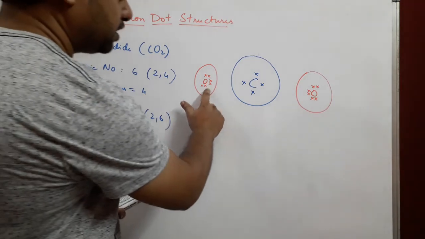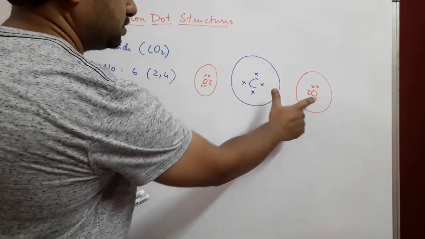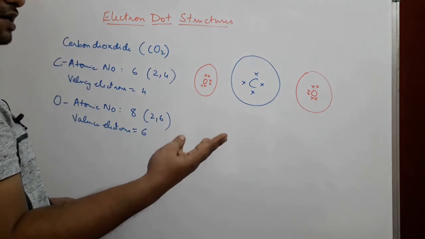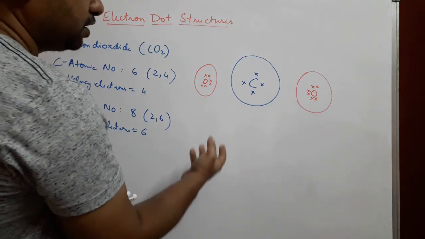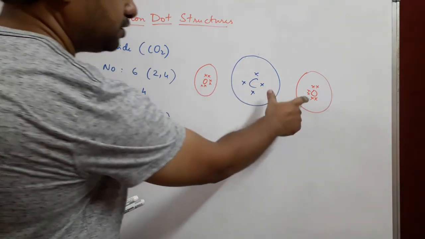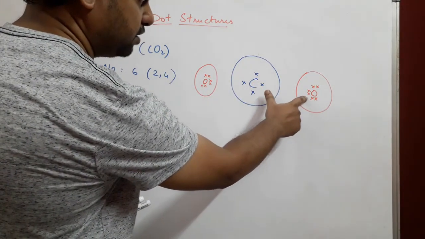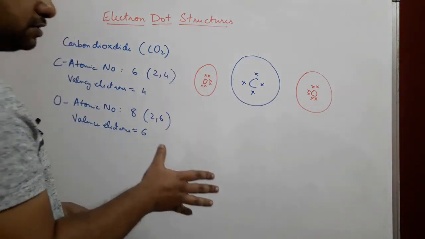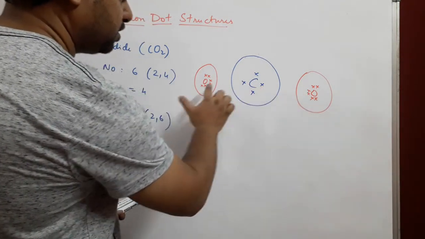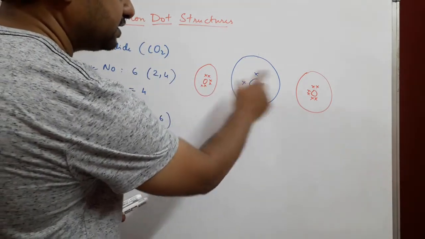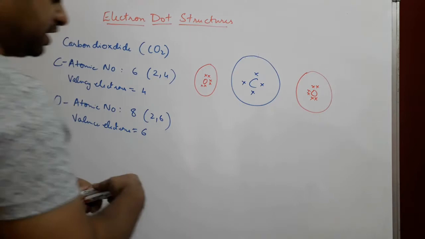But there are 2 atoms over here, which means the total electrons available for sharing would be 4. 2 from this oxygen and 2 from this oxygen. They both need 2 to complete their octet. So 2 from here, 2 from here, that means 4, and here there are 4, and these get shared. I'll show you how the sharing takes place.